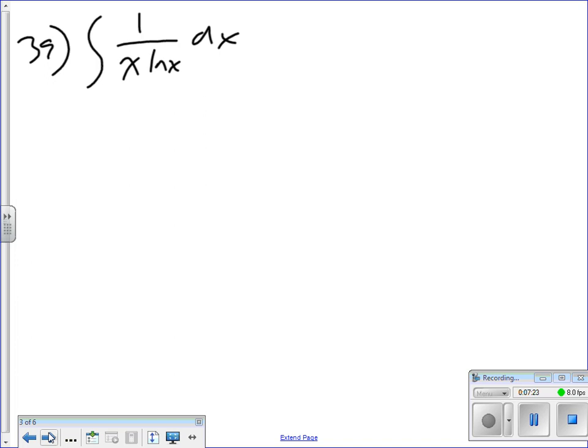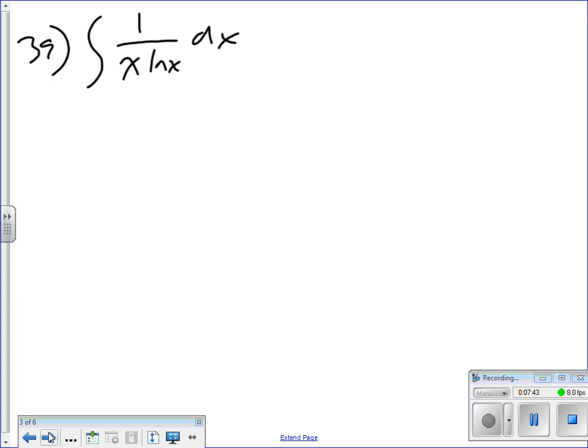Once again, the most difficult part of this is picking out what your u is. When you choose your u, the concepts are, one, do I get what's left over when I take the derivative of whatever my u is? And two, am I making it simpler? The whole idea behind a u substitution is to make things simpler.